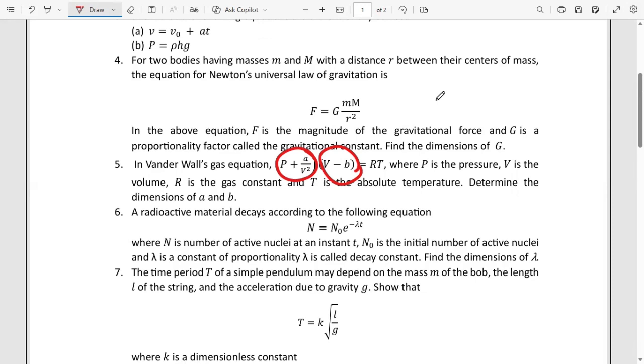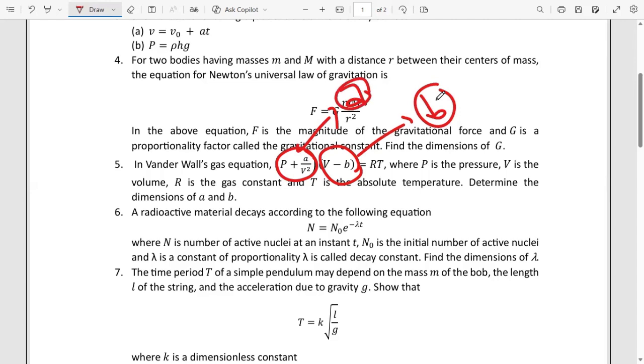The same must apply to the second bracket where we're having v minus b. What does that mean? That also means v and b must have the same dimensions. So from here, we can just quickly grab this one and help us to calculate a, and also grab that one to help us calculate b.